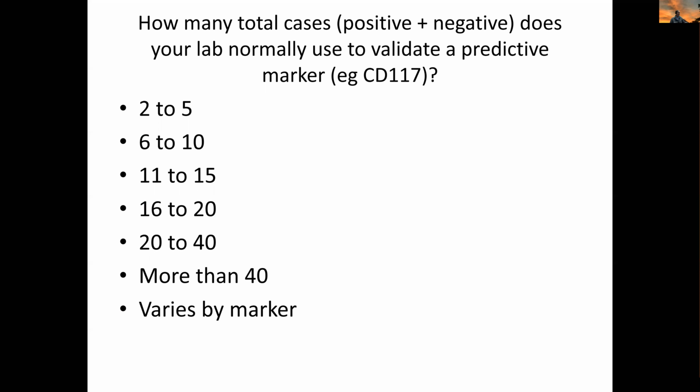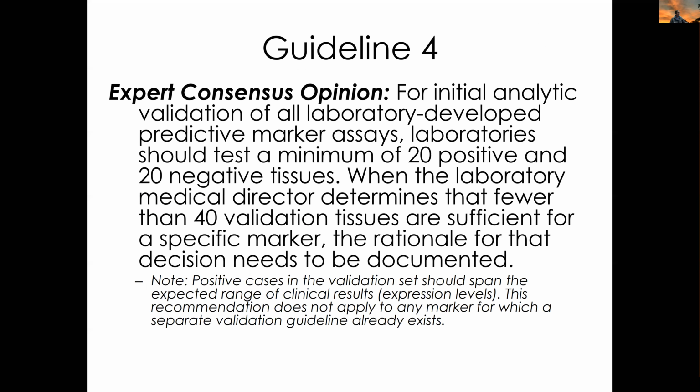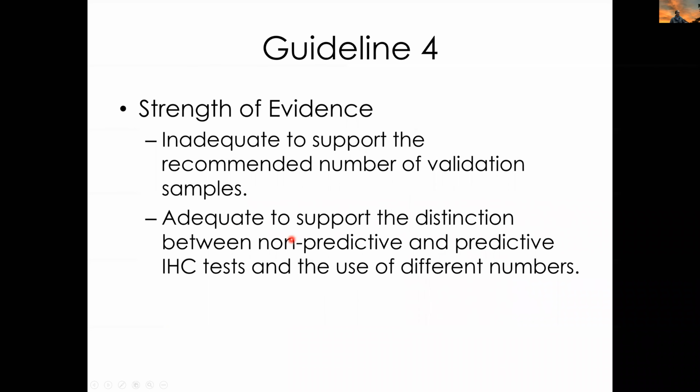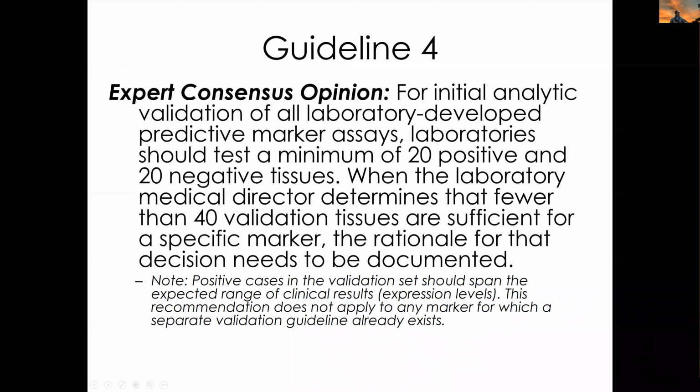Well, you're waiting to hear the number, I'm sure. Guideline 4, for initial analytic validation of all laboratory-developed predictive marker assays, laboratories should test a minimum of 20 positive and 20 negative tissues. When the director determines that fewer than 40 is sufficient, the rationale needs to be documented.